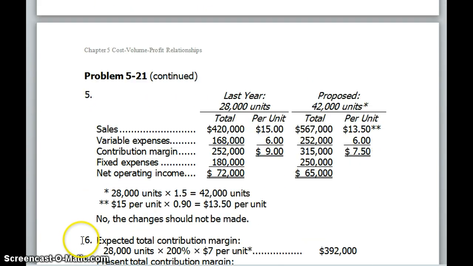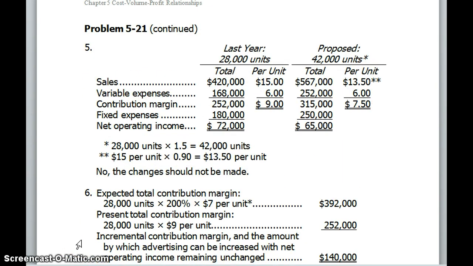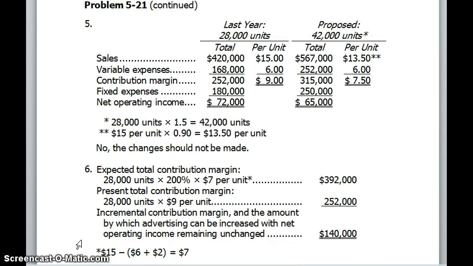Looking at the solution for part 5, last year when we sold 28,000 units, our sales revenue was $420,000, which is 28,000 times $15. Variable expenses are 28,000 times $6 per chair, or $168,000. Contribution margin is the difference between the two, $252,000, less the fixed cost of $180,000. We would have net operating income of $72,000.